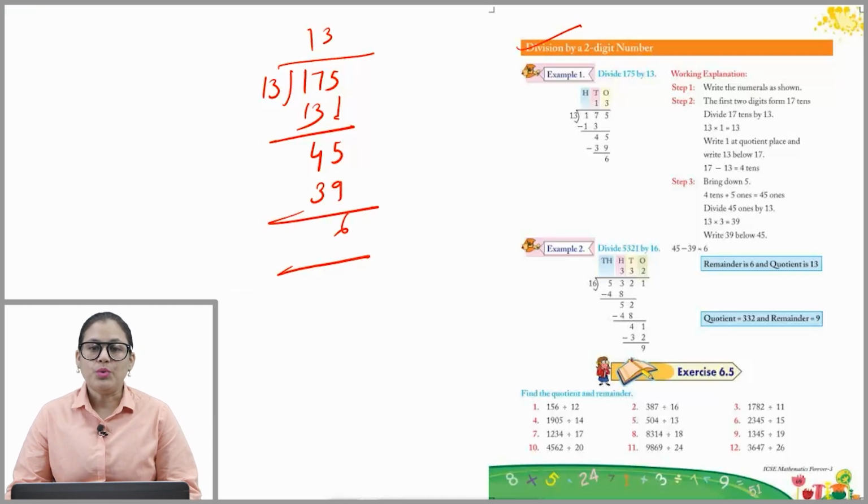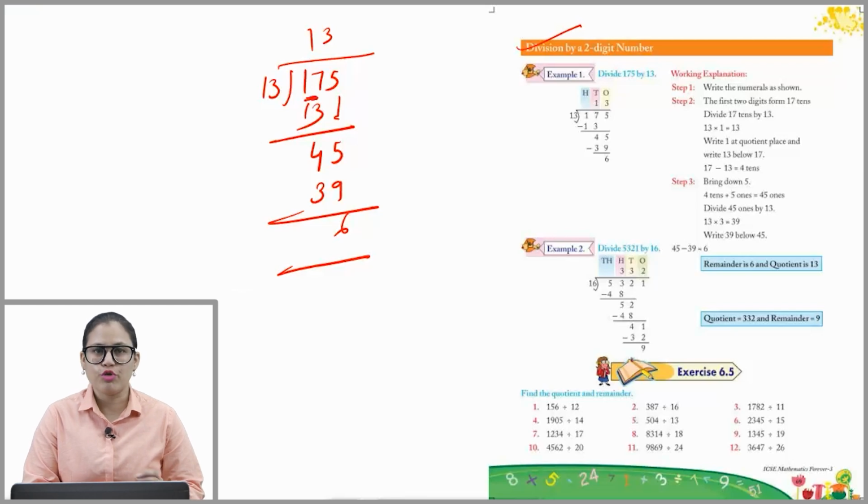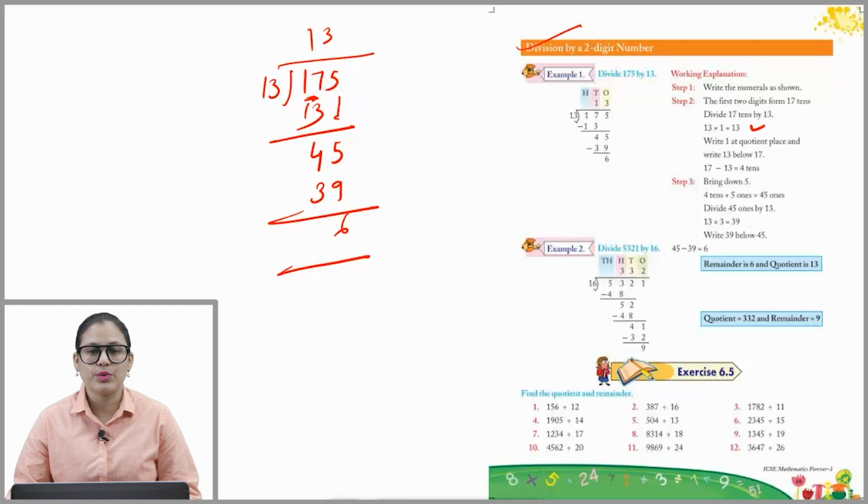Okay, now working explanations, write the numerals as shown. Step 2, the first two digits form 17 tens. Okay, we took first two digits, divide 17 tens by 13, that is 13 into 1 is equal to 13. Write 1 at quotient place and write 13 below 17. 17 minus 13 is equal to 4 tens.